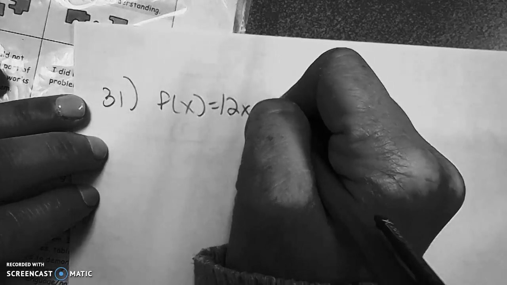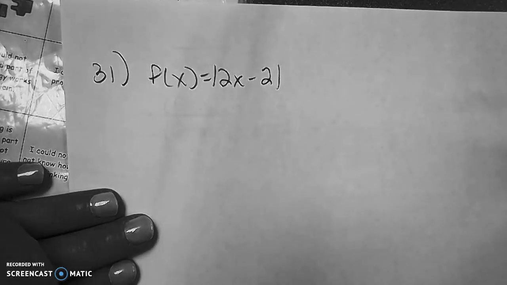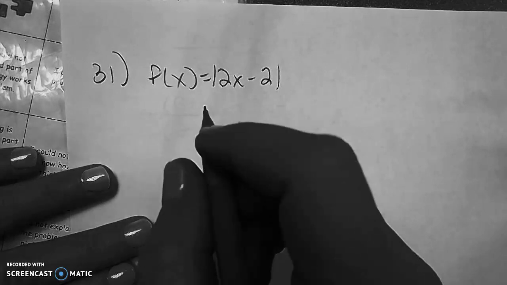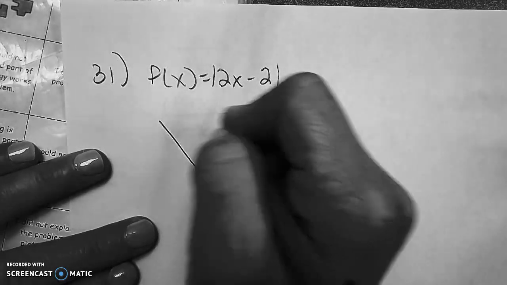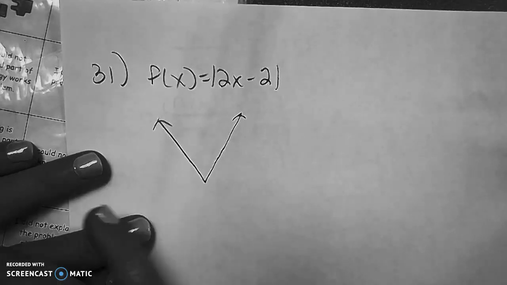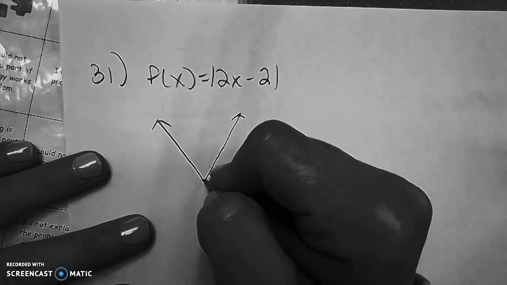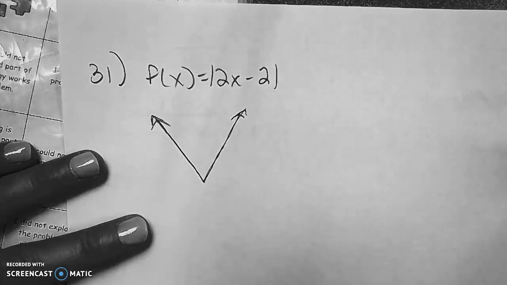I did then have a couple questions about 31 on the back. And 31 is saying, what's the domain of this function? So if you think about this graph, it's the graph of absolute value, and you have an idea what that graph looks like. It's a V. Okay? So we're asking right now, what's the domain?